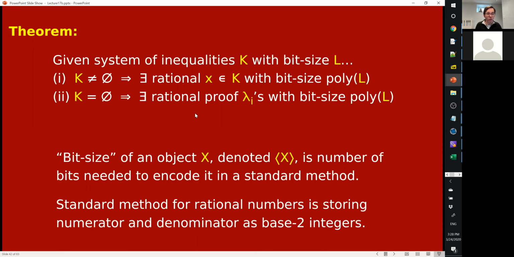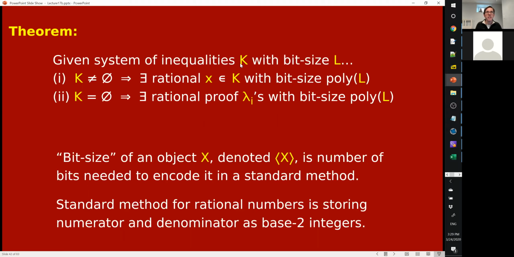And an important theorem for linear programming, which is necessary in order to show that there's a polynomial time algorithm for linear programming, is to show that the output that you're looking for, the feasible x, if it is satisfiable, and the proof of infeasibility, if it's not satisfiable, can be written down with polynomially many bits. So luckily, that's true. So here's a theorem that we're going to reason about.